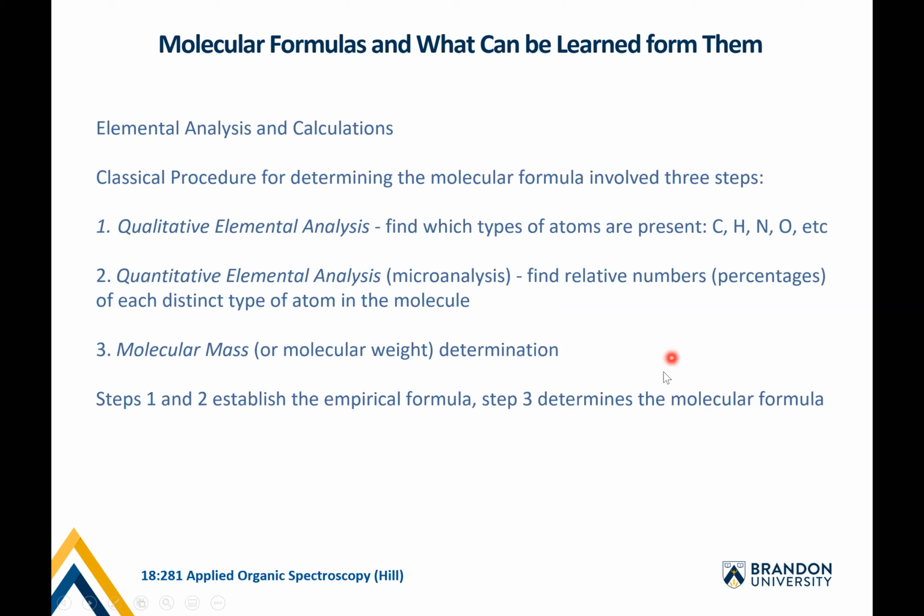So the classic procedure for, and this is basically a three-step process, the classic procedure for determining the molecular formula involves two types of elemental analysis. The qualitative elemental analysis, and this is going to determine the types of atoms that are present: carbon, hydrogen, nitrogen, sulfur, etc. And then the second step is the microanalysis, which is the quantitative elemental analysis. So in this step, we are going to find the percentages of each type of atom in the molecule. And then this will give you the empirical formula. And then once you've got the molecular mass, you can determine if the empirical formula is indeed the molecular formula, or if it is a multiple of the empirical formula.